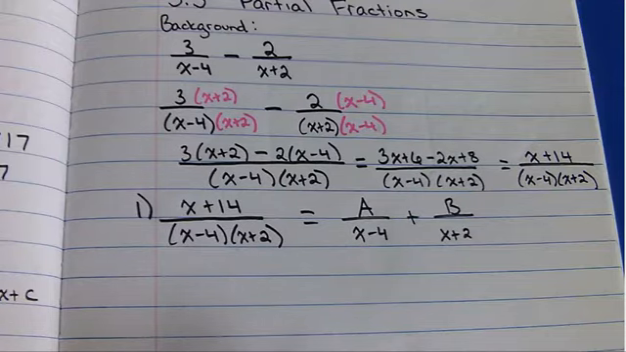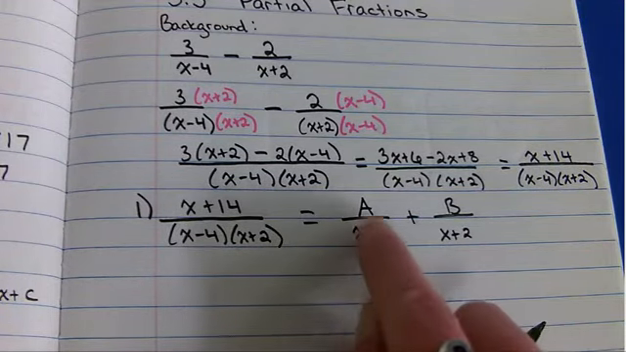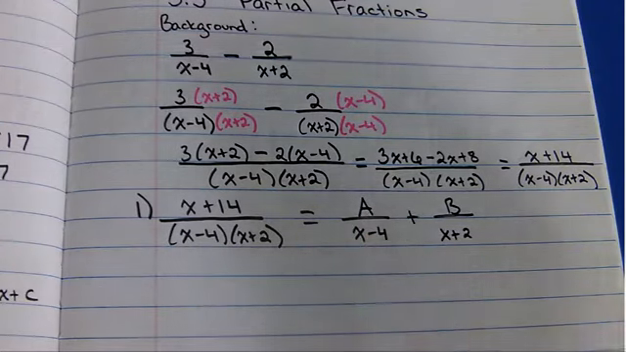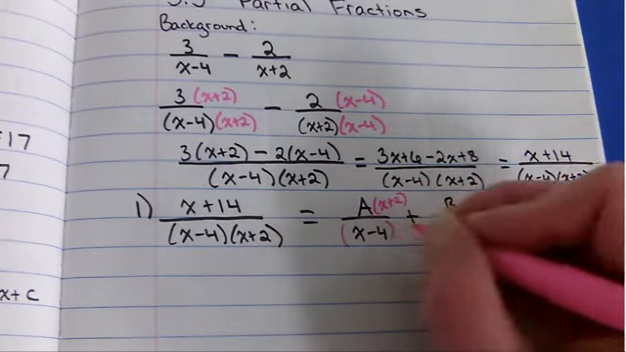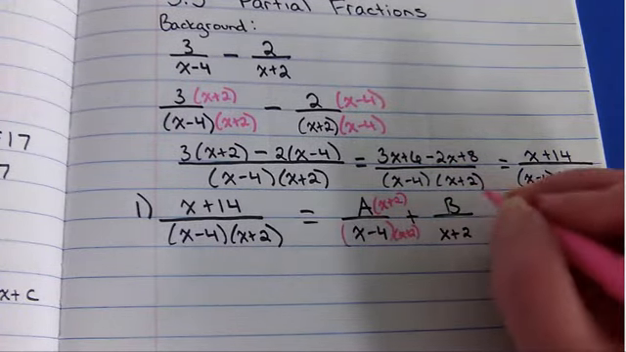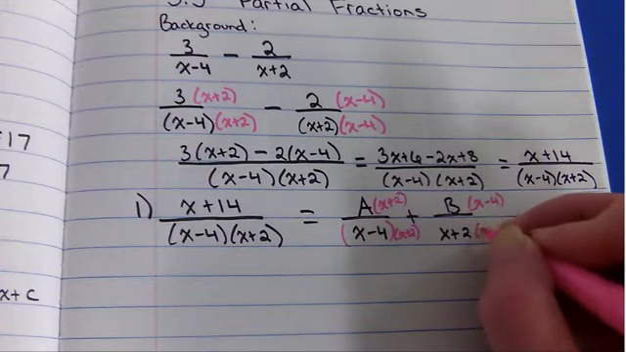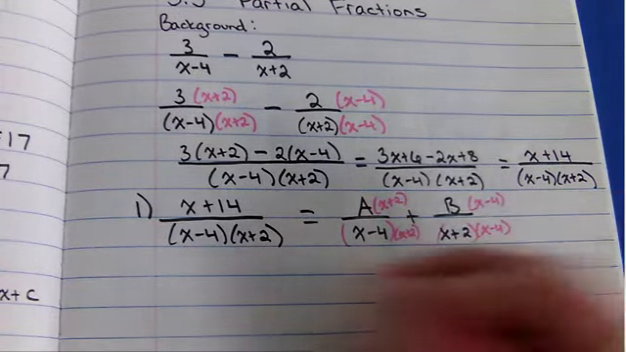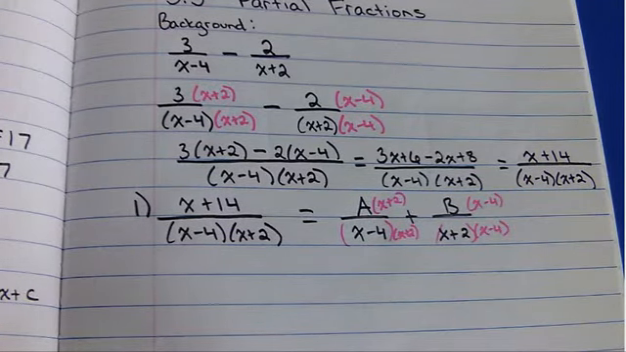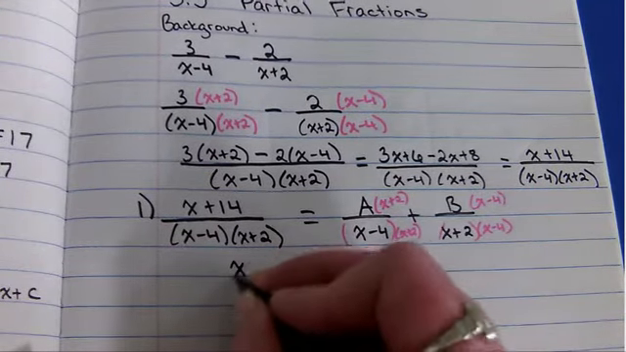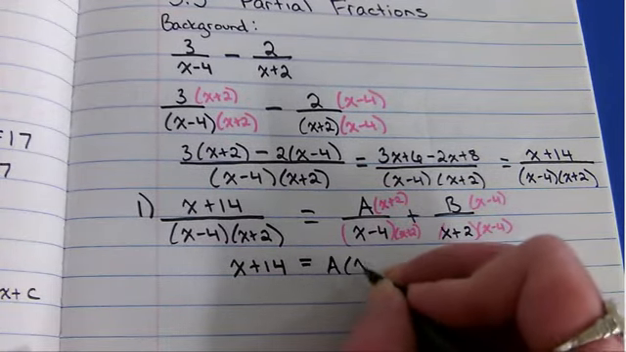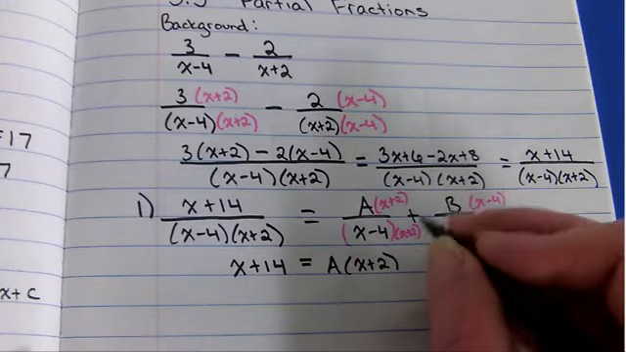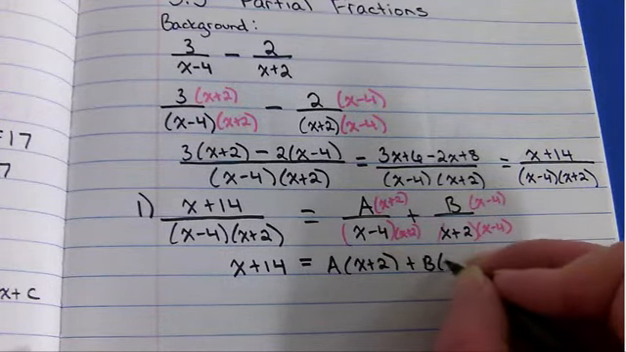Well, let's think about how that ended up happening. We would have had to multiply this by x plus 2 and x plus 2, right? Whatever that was. And this fraction I would need to multiply by x minus 4 and x minus 4. Now everything has the same denominator. So what that really tells me is that x plus 14 is the result of taking a times x plus 2 plus b times x minus 4.